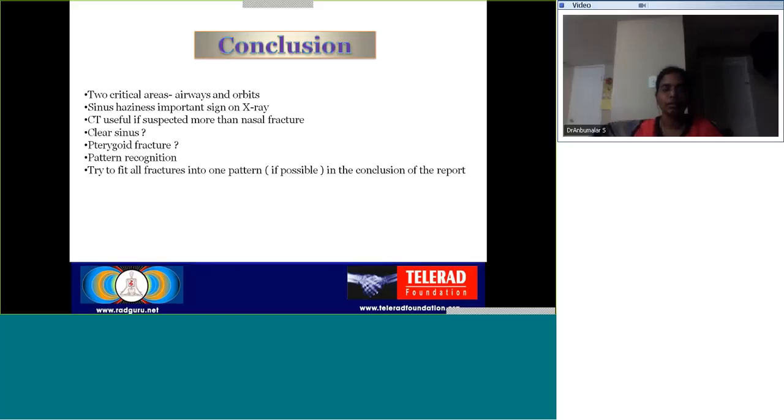If it is fractured, then it is a Le Fort fracture. If it is not fractured, other groups have to be assessed. So this helps in pattern recognition. So please try to fit all the fractures into one pattern if possible in the conclusion of the report.